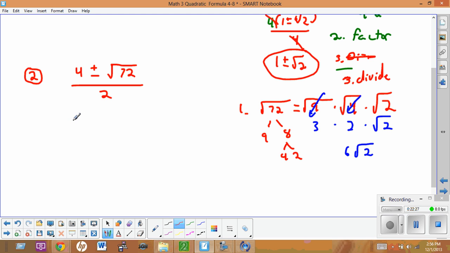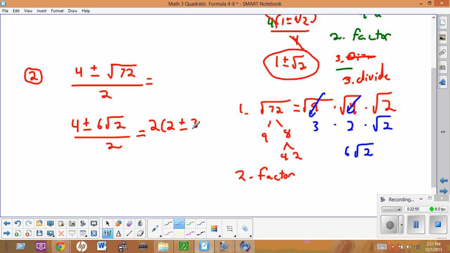Okay, if you need to, pause the video and look at the simplification. Because our second step is, can we factor? Is there a common factor that 4 and 6 have in common? It would be 2. Well, looks like I can pull a 2 out. So if I pull a 2 out, I'm left with 2 plus or minus 3 square roots of 2 all over 2. And then lastly, we divide. Those go away, so my answer, in simplified form, would be 2 plus or minus 3 square roots of 2.